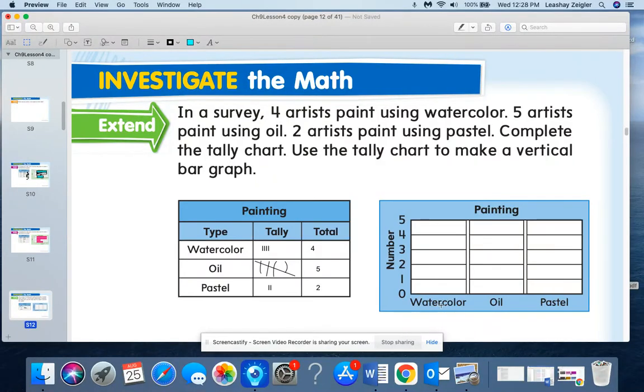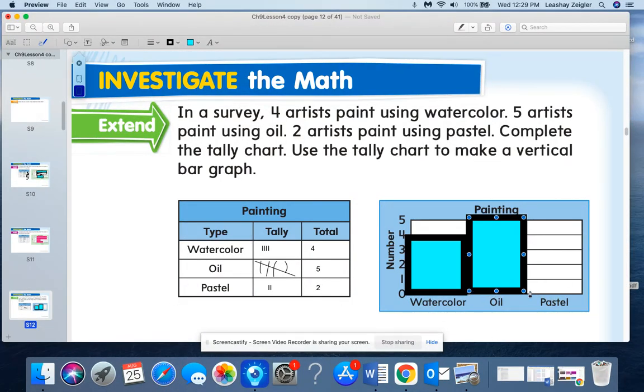So let's go fill in. So watercolor, I'm going to start at the bottom at 0 and go all the way up to 4, because we have 4 people. And then oil, we have 5. So we're going to start at 0 and go all the way up to 5. We're going to fill all these in because that's 5. And then for pastels, we're going to start down at 0. We're going to go up to 2, and over and down, and fill all of that in.